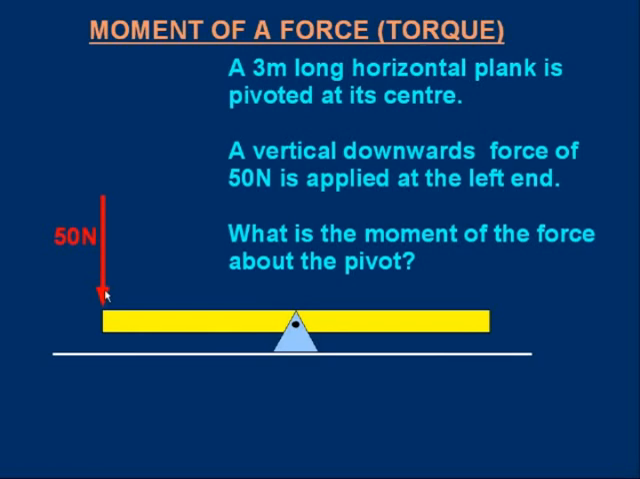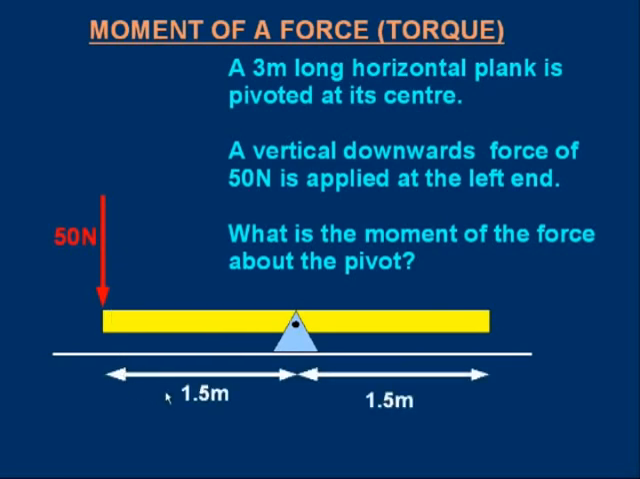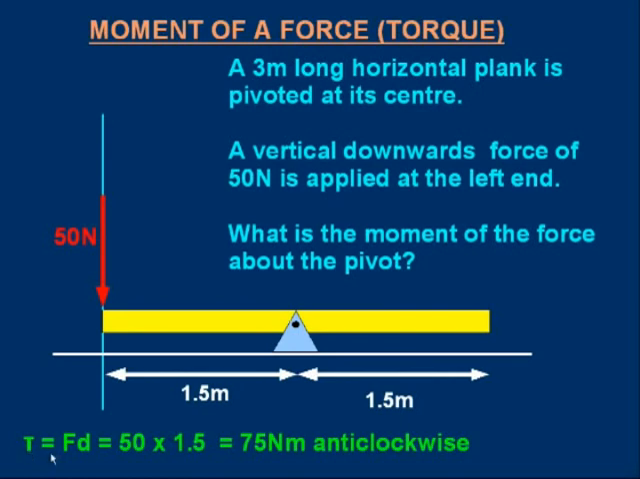I hope you worked that out. Let's look at the solution. So here is the presentation of that information. Pivoted at the center means the force is 1.5 meters from the pivot or the fulcrum. Line of action of the force is here. Perpendicular distance from the pivot is the 1.5 meters. So moment tau is equal to 15 Newton times 1.5 meters, which gives us 75 Newton meter.